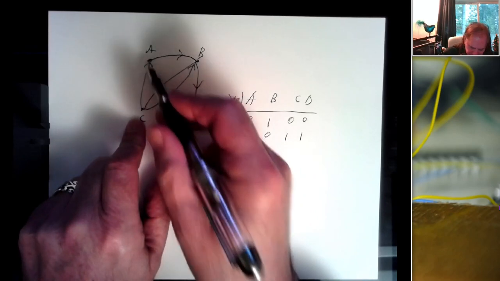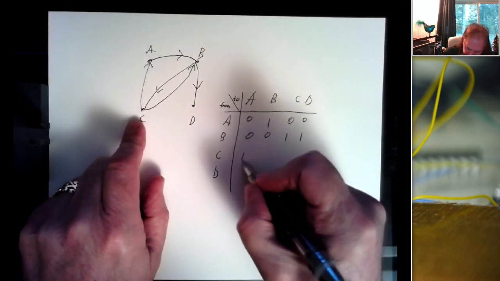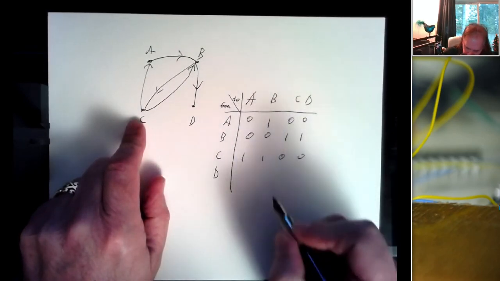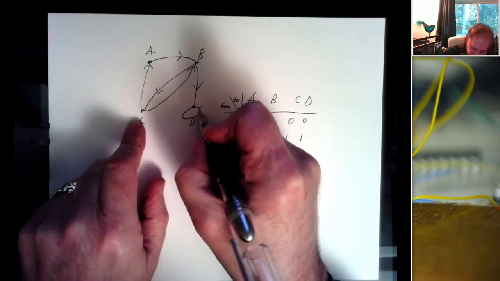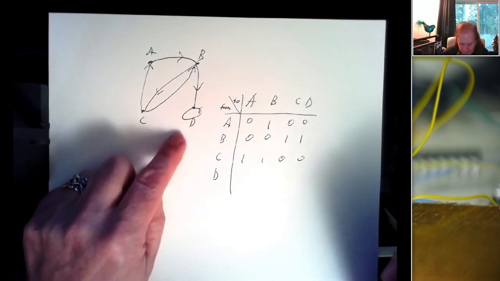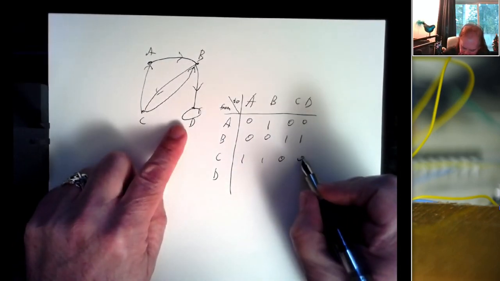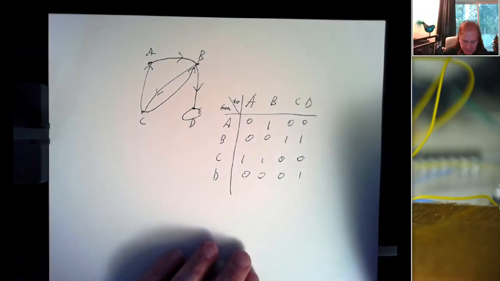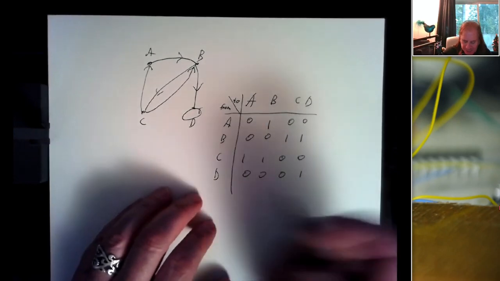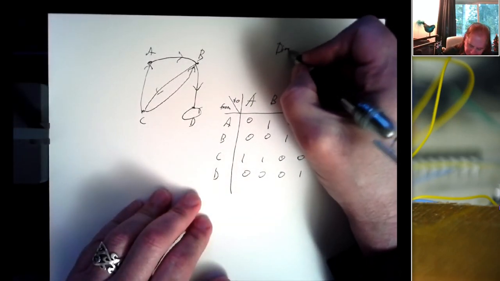C, we have an edge going to A and also to B. And, you know, we could also have edges that go to themselves. And so D might have an edge going to itself and nothing else. And so this would be the adjacency matrix for this directed graph.